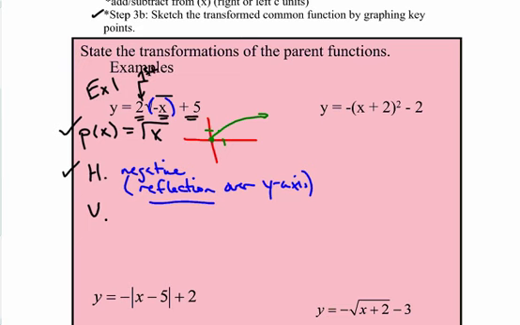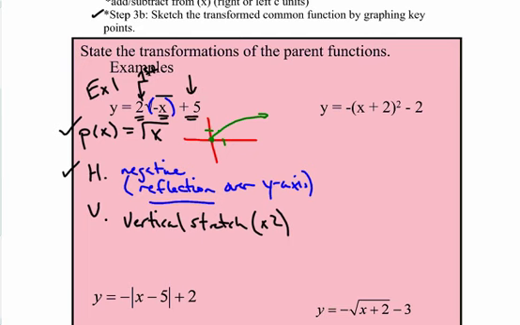So the multiplier is always the first thing that's going to happen in transformation. And that 2 is actually going to be what we call a vertical stretch, because we are multiplying all the y values, all the outputs, times 2. Okay? We're multiplying those by 2. It's a vertical stretch.